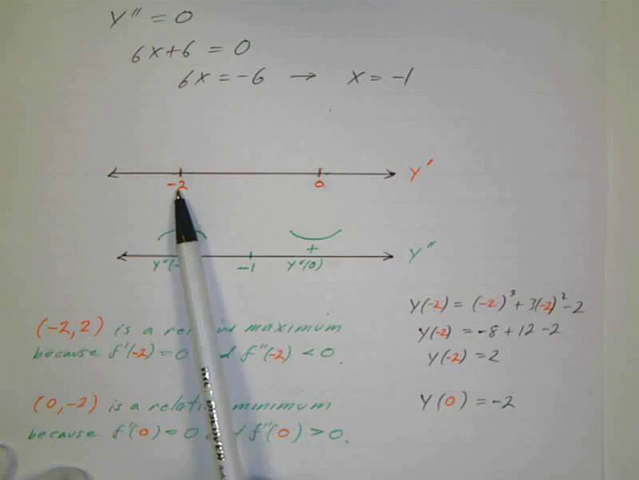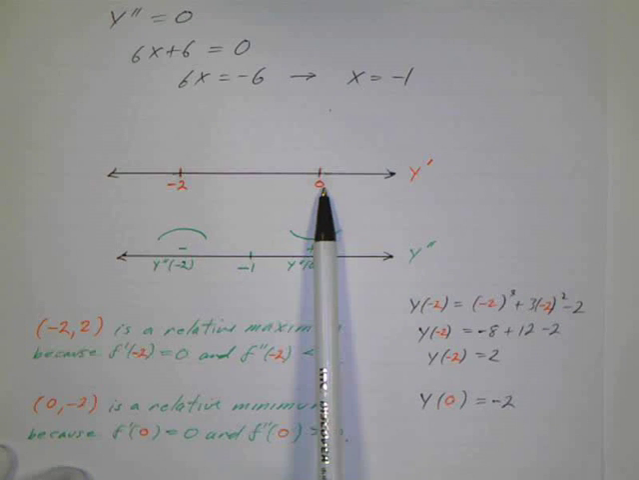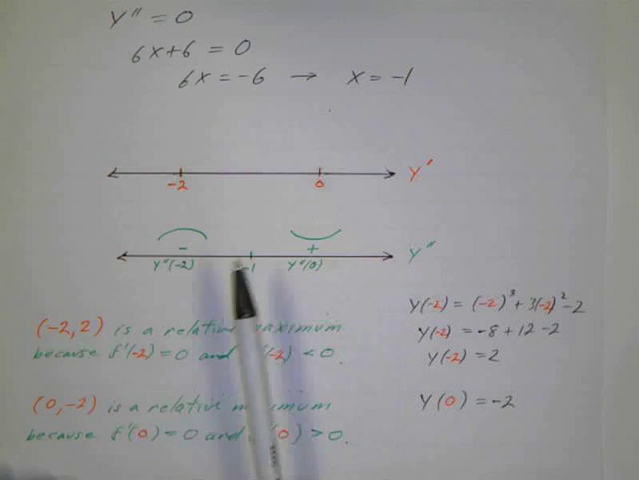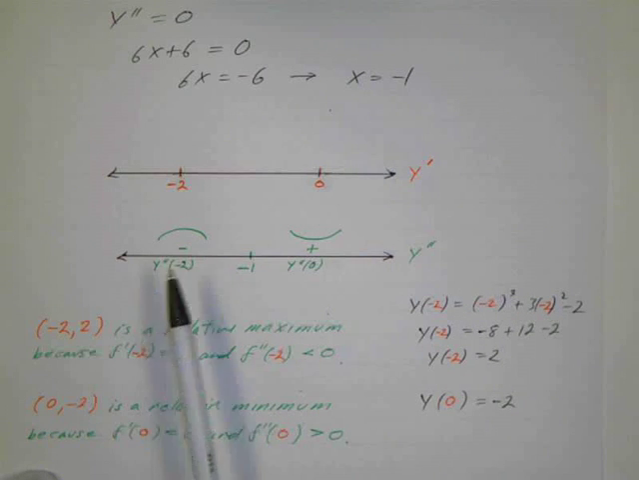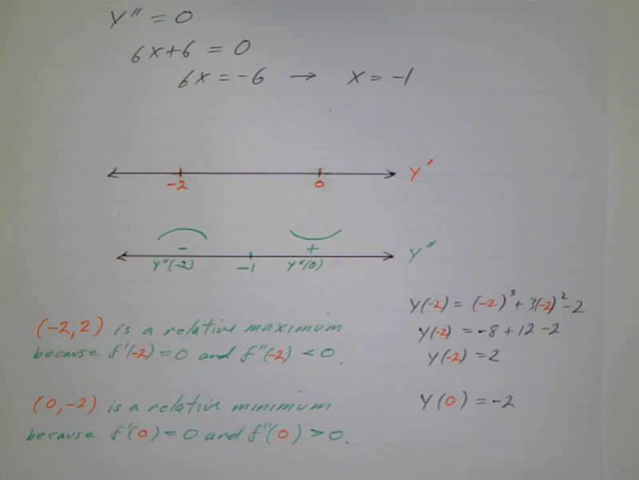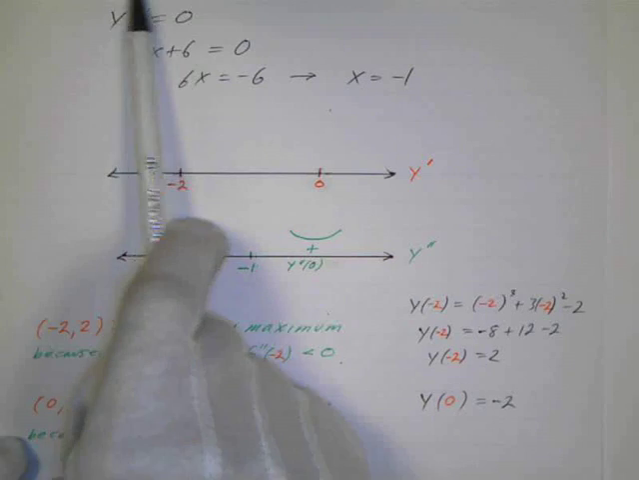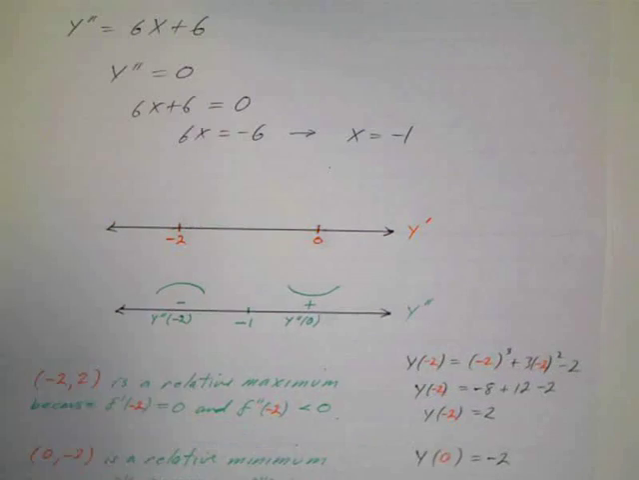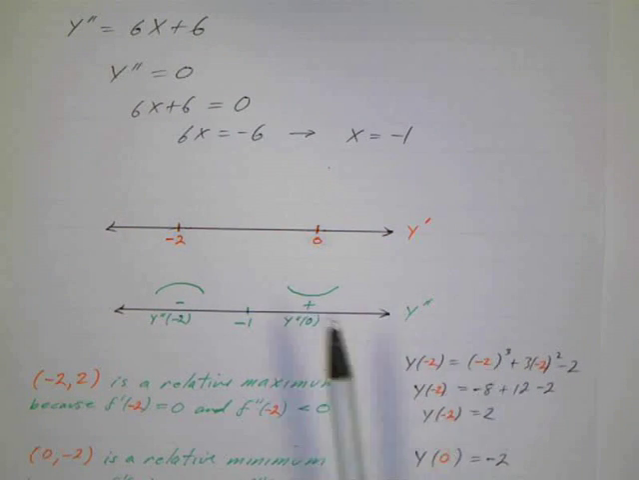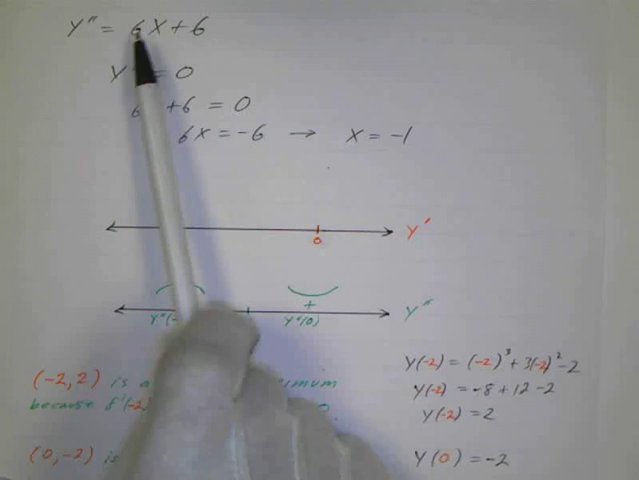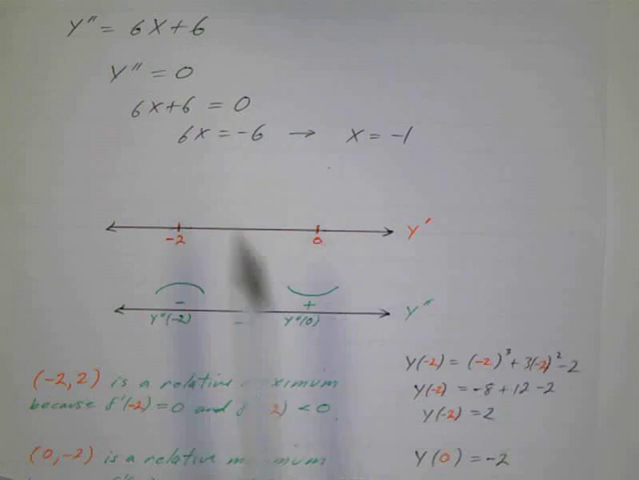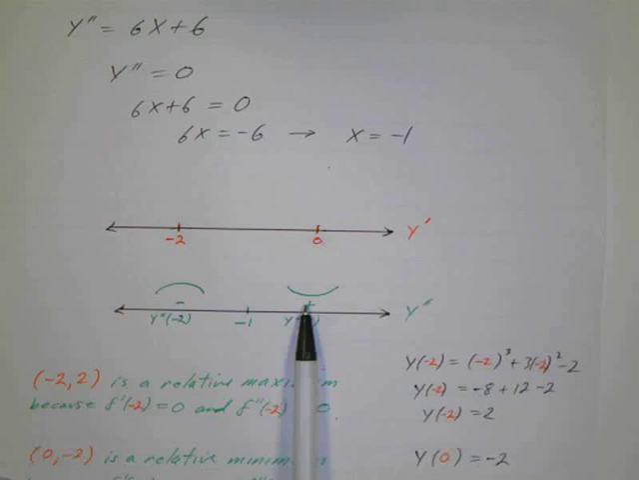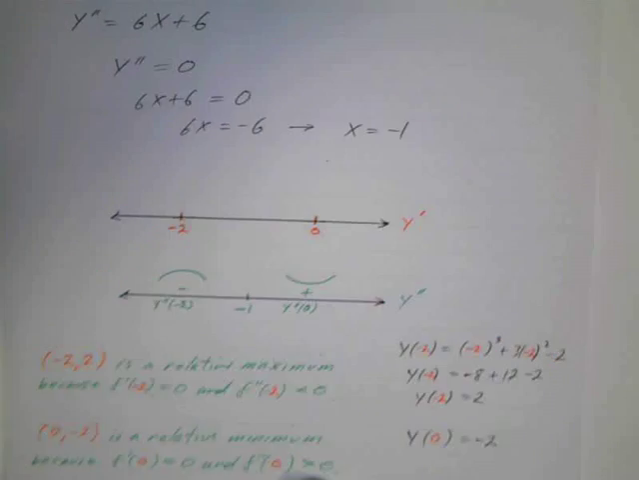These are my possible critical points when the first derivative was 0. And then I put in negative 1, that's where my second derivative was equal to 0. Y double prime is 6x plus 6, so if I put a negative 2 in there, I get negative 12 plus 6, which is negative, and if I put 0 in there, I get positive 6. So that's negative, that's positive, so I have a change of concavity because my second derivative is changing from negative to positive.